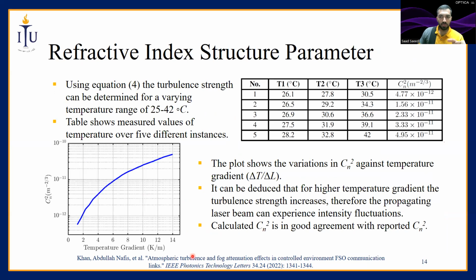This plot shows that the values of Cn squared and temperature gradients are in a direct relation, from which we conclude that atmospheric turbulence strength increases for rising temperature gradients. Moreover, I would like to highlight that our calculated Cn squared values are in good agreement with the reported Cn squared values of previously published works.